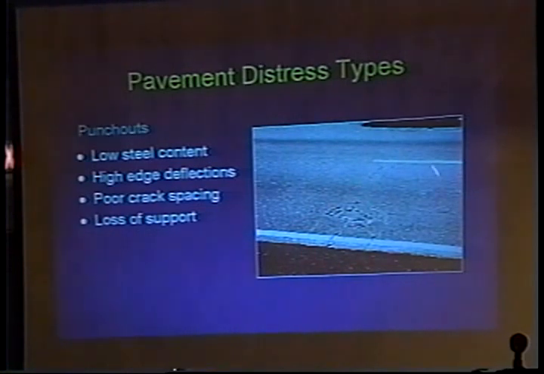Punch outs in a continuous reinforced concrete pavement could be due to low steel content, high edge deflections due to loading, the crack spacing pattern that's developed associated with continuous reinforced, and also a loss of support underneath the pavement.